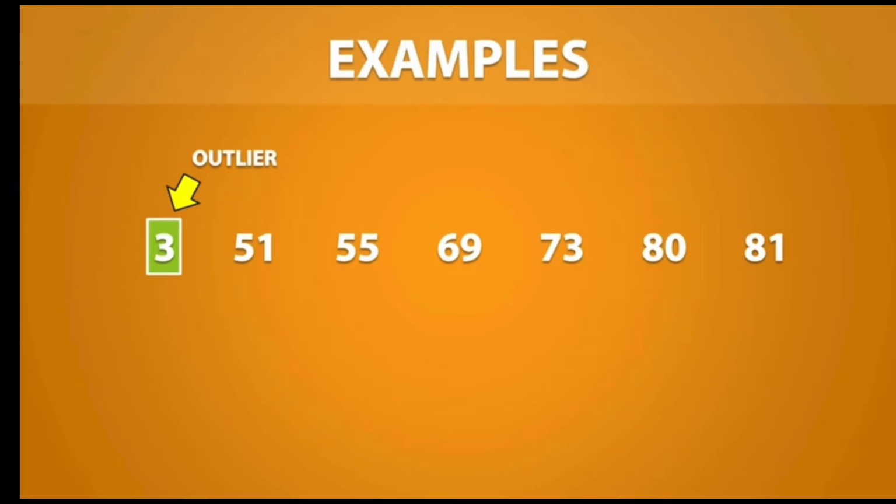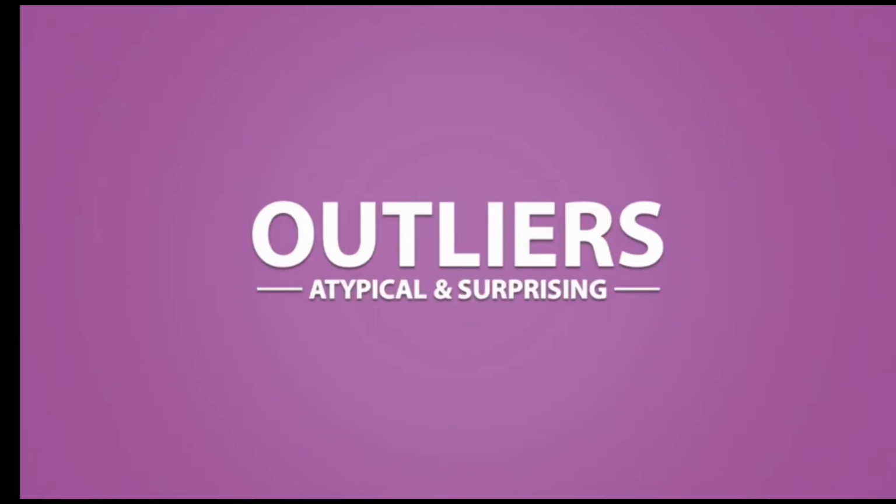Sometimes, the outlier in a dataset may not be obvious. In another video, we will show you how you can calculate outliers. Outliers can be thought of as data points that are very atypical and surprising. Because outliers are numerically distant from a dataset, they can affect measures of center and spread.